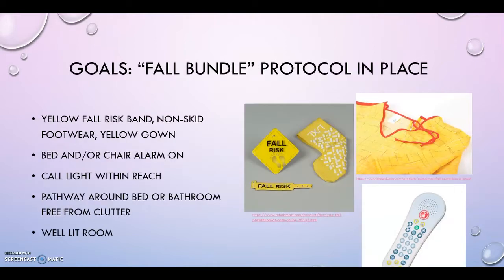Many hospitals have a fall bundle protocol in place, which can include yellow wristbands that say fall risk, non-skid footwear, and a yellow gown indicating they're a high fall risk. Other colors, such as blue or green, can indicate lower fall risk. Bed or chair alarms may also be utilized.